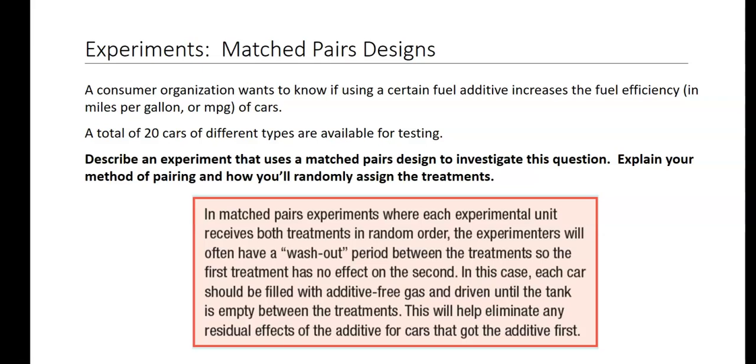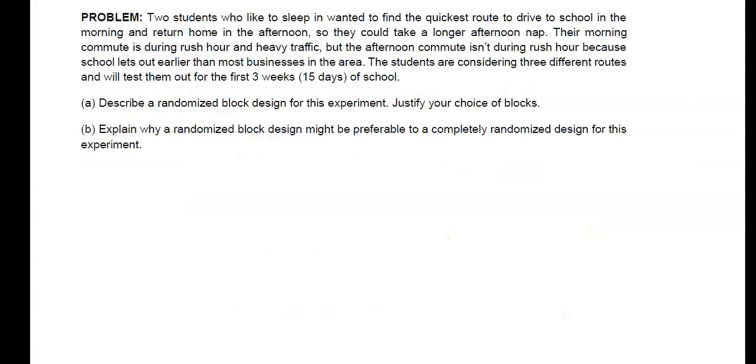Each experimental unit oftentimes receives both treatments in random order. So I like the way they said that. The experiments will often have a washout period between the treatments, so the first treatment has no effect on the second. So if you put the additive in and you didn't use all your gas, that could be a problem, right? So they'll take all the gas out and then put a new tank of gas without the additive in there, so that we don't want those residual effects of the additive. Okay, that's your lesson for today.